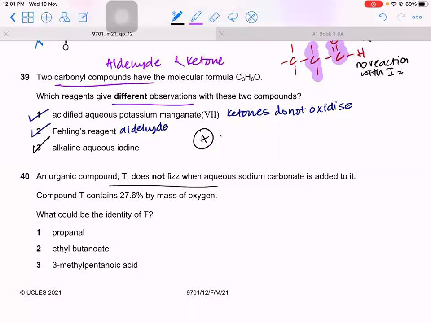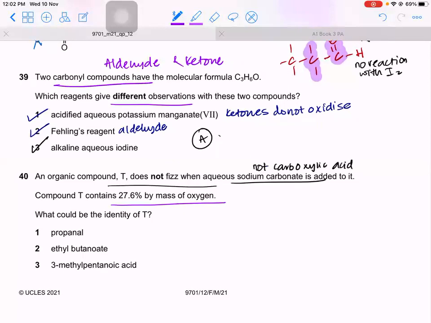Organic compound T does not fizz when you add carbonate to it. That means it is not carboxylic acid, because carboxylic acid is the one which reacts with carbonates to give you carbon dioxide, which gives you the fizz. So compound T has this much mass of oxygen, so it has oxygen, but we know it is not acid. So it can be alcohol, it can be ether, etc. So it can be propanal, yes.